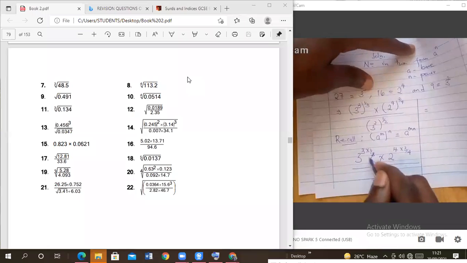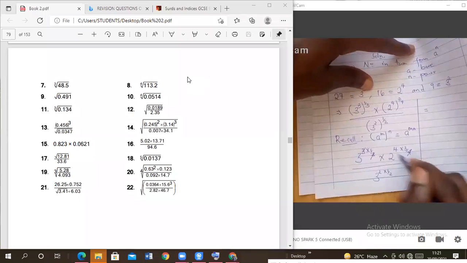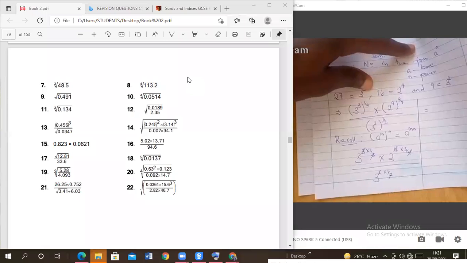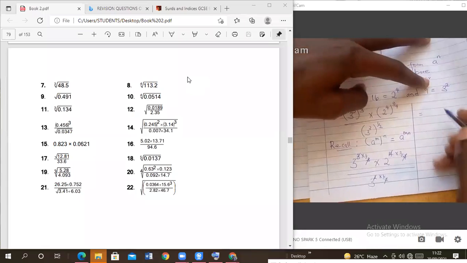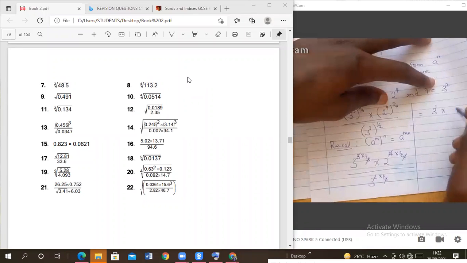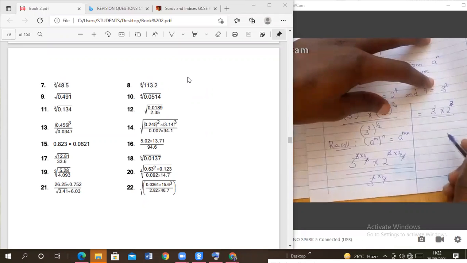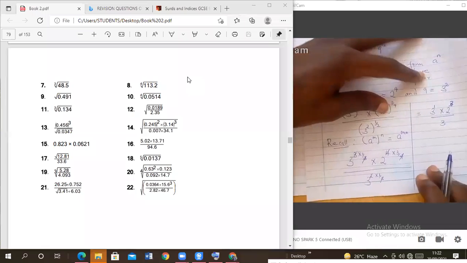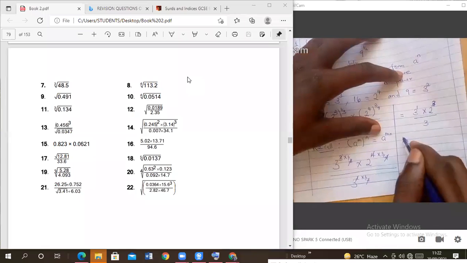So you find this 3 will cancel with this 3. This 4 will cancel with this 4. This 2 will cancel with this 2. Not so? You find that you remain with 3 to the power 1 times 2 to the power 3 over 3 to the power 1.